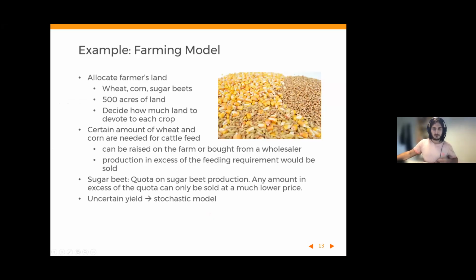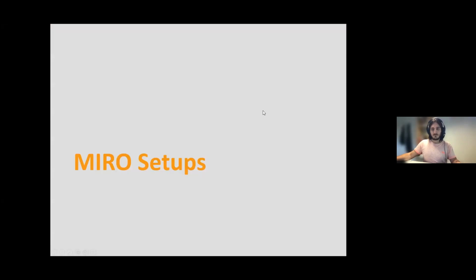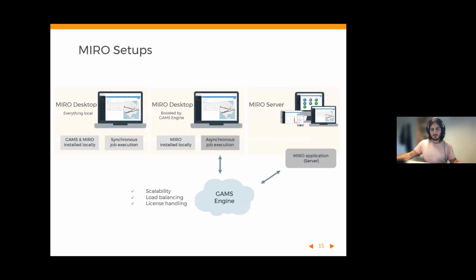Okay, so thank you. Let's continue with the Miro setups. On this slide, you see the different setups that are possible with Miro. The first one is called Miro Desktop. So GAMS Miro can be used together with GAMS, both as local applications. So Miro is installed locally, GAMS is installed locally. This is the first setup. Next one is a hybrid of a local application that performs model calculations in the cloud. So GAMS Miro is installed locally, but the GAMS jobs are sent to GAMS Engine, which runs in the cloud.